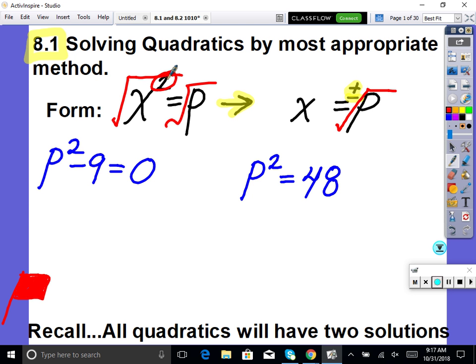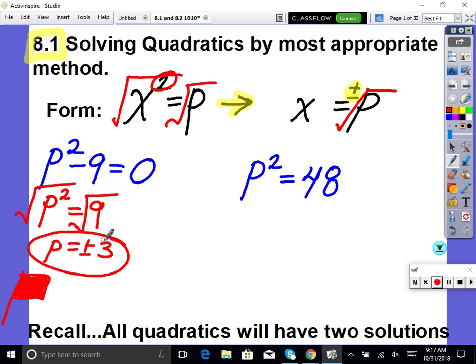So first of all, you have to isolate the square. Get it all by itself. So first we'd add 9, wouldn't we? Yes. So p squared equals 9. Then we'll take the square root of both sides. So p is equal to plus and minus 3. There's our two solutions. Easy, right?